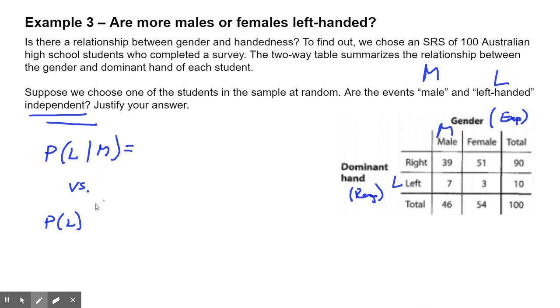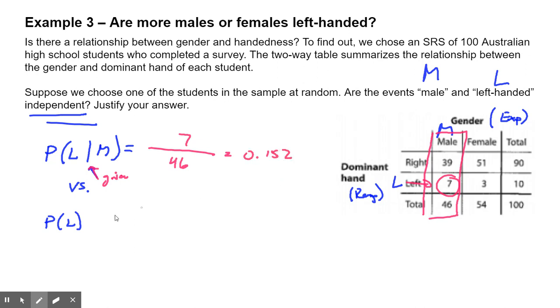Okay, so let's do the conditional probability first. This is what I'm given: I am a male. So again, that means I'm only looking at the males for this one, and that would be only looking at 46. And of those 46, how many of them are also left-handed? 7. So 7 out of 46. I'll do 7 divided by 46, and that's 0.152.